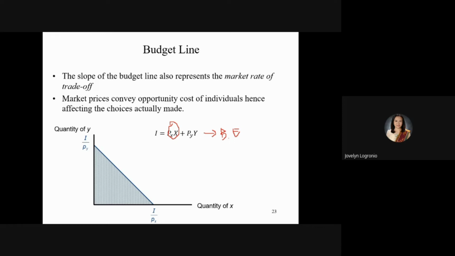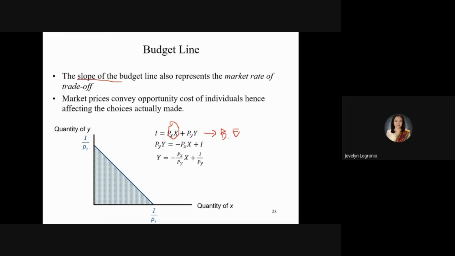From this equation, we can derive another idea. If we move the second term, the P sub Y times Y, to the left, magiging ganyan yung situation. Here, we are trying to derive the slope, diba? Slope of the budget line.